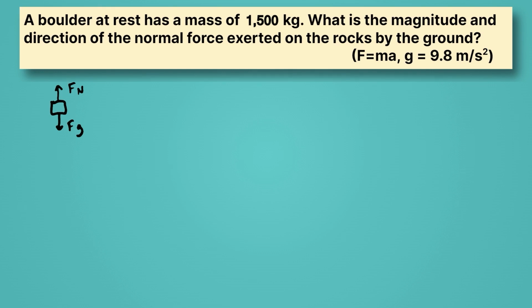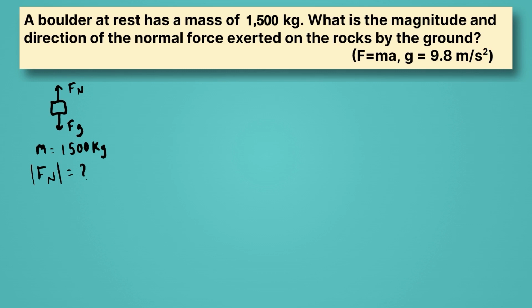Now let's go ahead and list our knowns and unknowns. We're told the mass is 1,500 kilograms. And well, that's it. There's not very much told there, right? Okay, what are we looking for? That's our unknown. We're looking for the normal force, and we want to know its magnitude and eventually its direction.